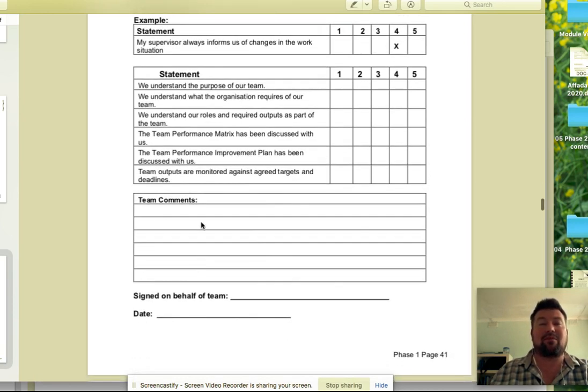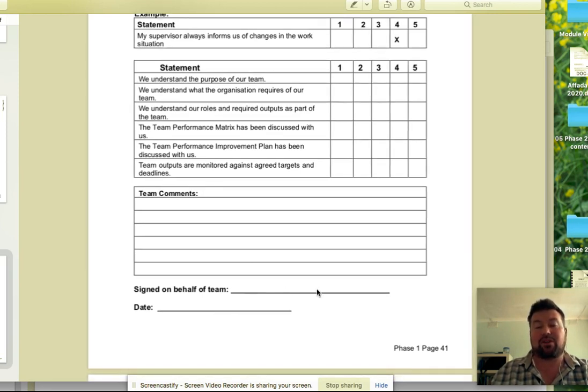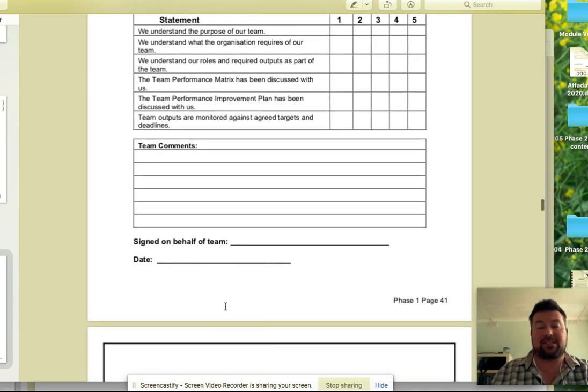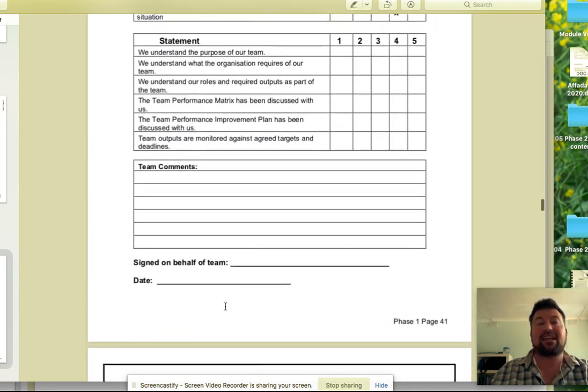Any comments that come out of that discussion, they will put down there, and then one person will sign on behalf of the team, and they will do it over there, and they will date it. Okay, then, ladies and gentlemen, that is the completion of your first phase of your portfolio of evidence.